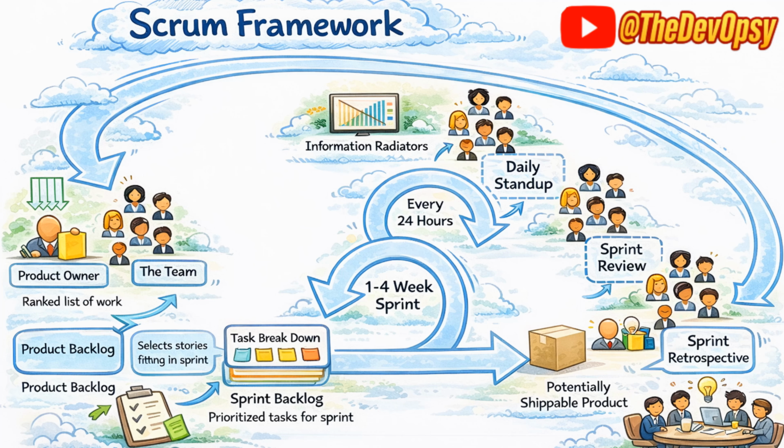This is what the Scrum framework looks like. If you have to summarize Scrum in one picture, this is how it looks. We have the product owner. We have a product backlog here.